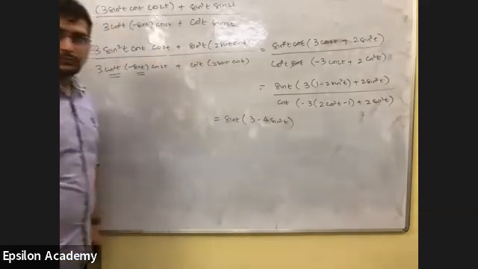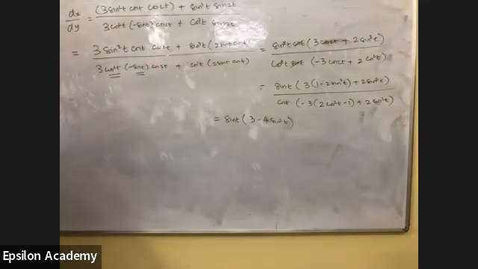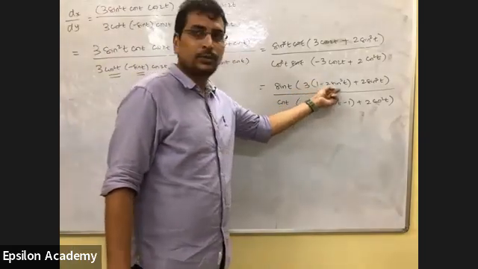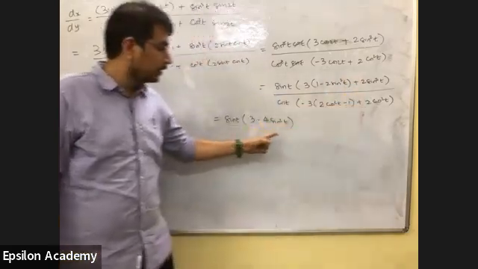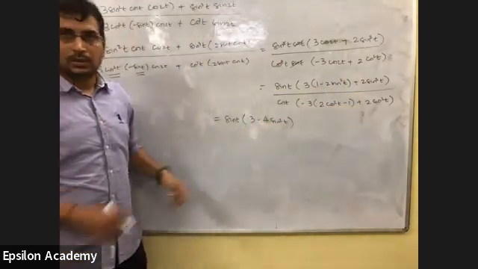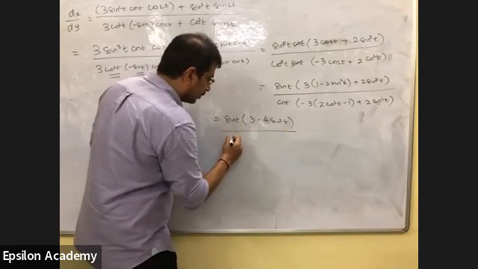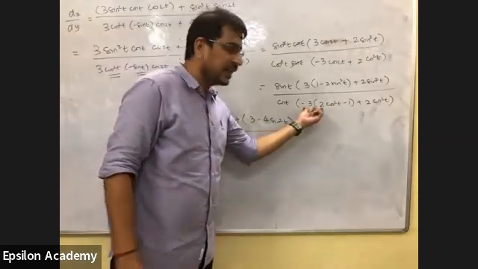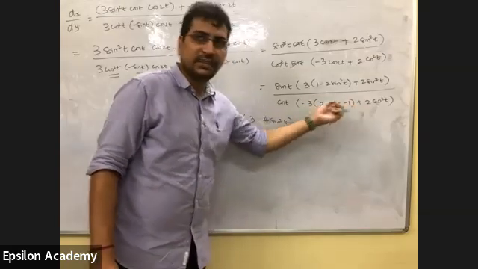Correct? Observe. 3 minus 4 sin square t. Correct? How did I get 3 minus 6 sin square t plus 2 sin square t? It is minus 4 sin square t, divided by cos t into, this is how much? Minus 4 cos square t plus 3.